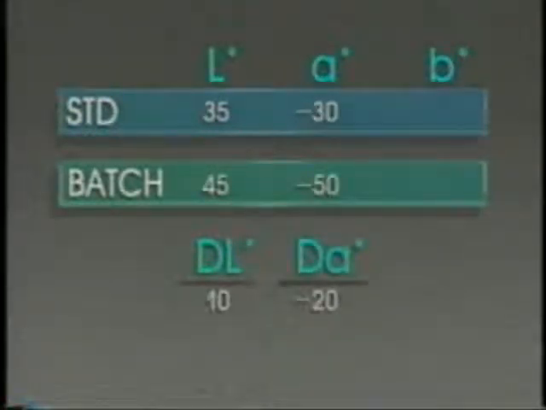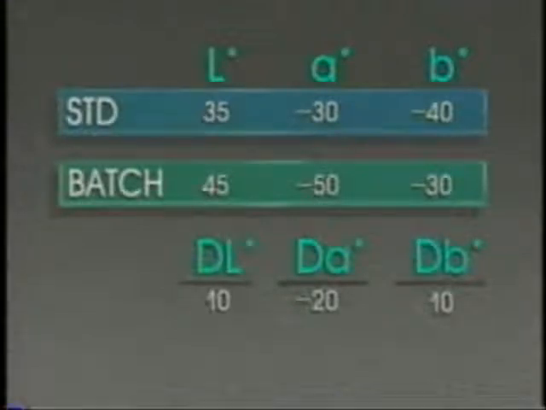The difference between the A values is also calculated to determine the total difference in redness-greenness. This difference is called delta A and is represented by the symbol dA star. In this example, the value for delta A is -20.